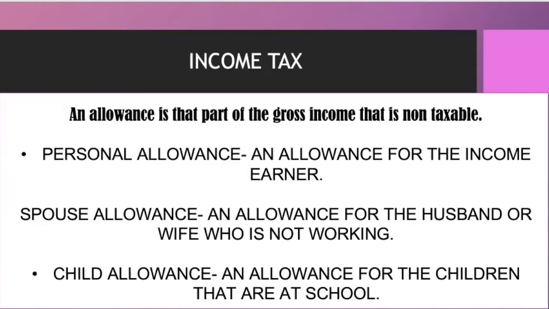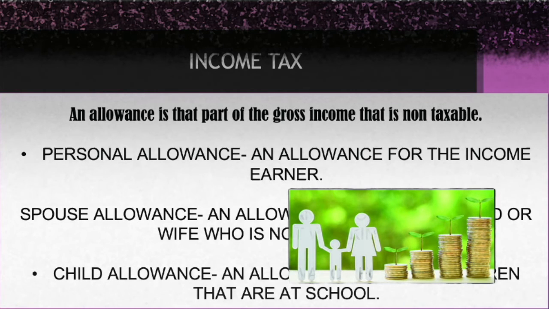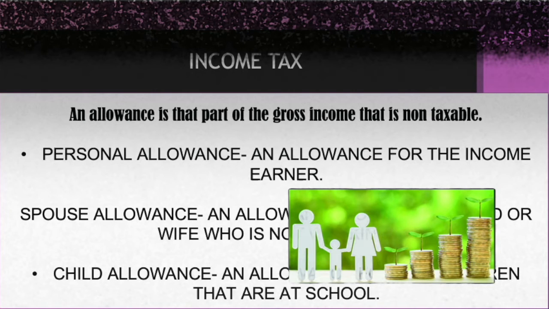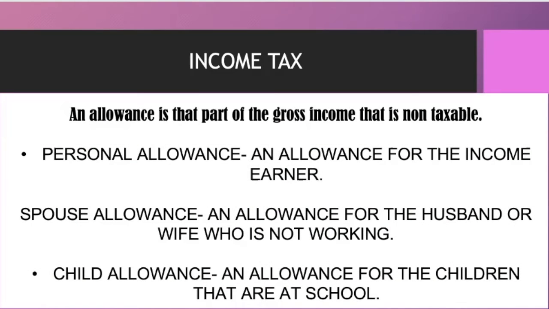Now, some persons get allowances, which are like benefits. An allowance is that part of the gross income that is non-taxable. So sometimes you'll hear non-taxable income or tax-free income. So we have personal allowance for the income earner. This amount you cannot be taxed on. Your personal allowance is the amount of income each individual is entitled to receive each year that is tax-free. So that's our personal allowance.